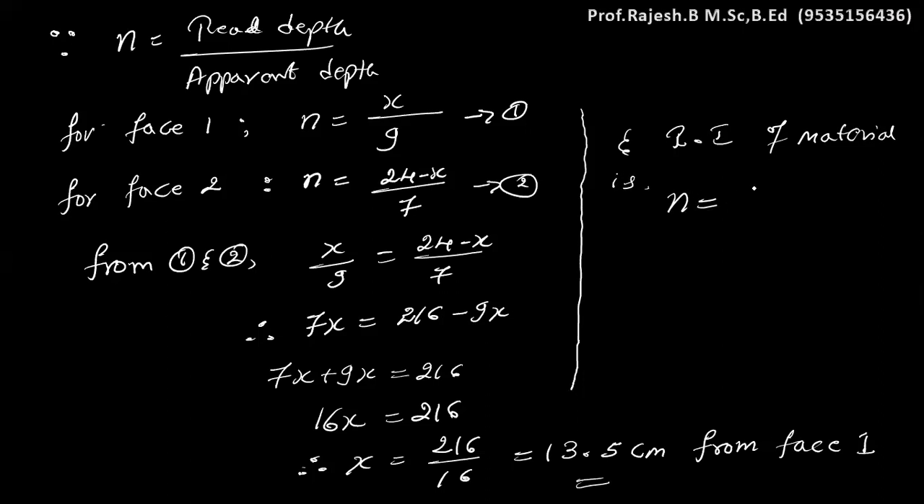Refractive index of the material is n equals, substituting in any one of the equations, I am taking equation 1, x by 9, which is 13.5 divided by 9. Solving this, we get 1.5. So this is the refractive index of the material.